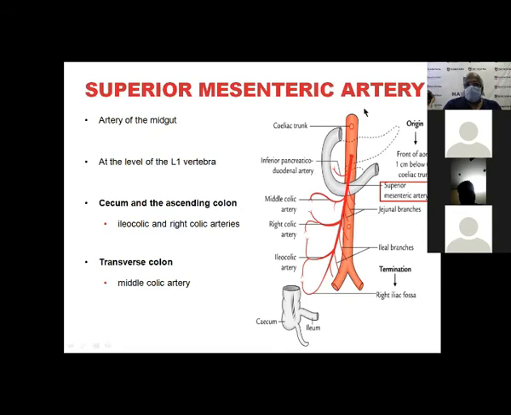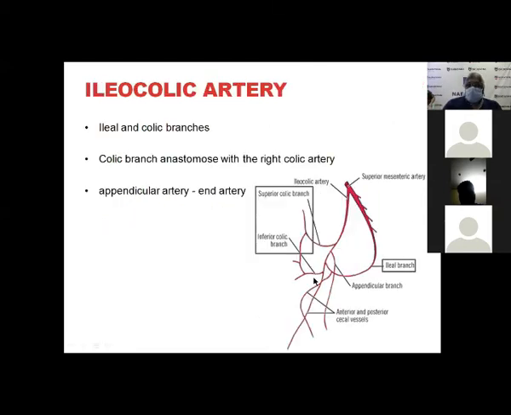It comes to the middle or the proximal two-thirds of the transverse colon. Up to that, it's supplied. After that, it gets linked with the inferior mesenteric artery and starts supplying. There is the ileocolic artery. You can see the branches: appendicular branch, anterior and posterior cecal vessels, inferior colic branch, superior colic branch. The branch is of the superior mesenteric artery.